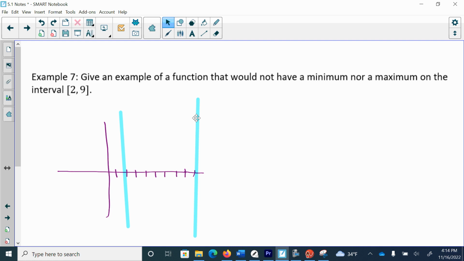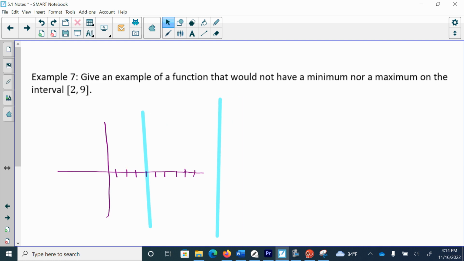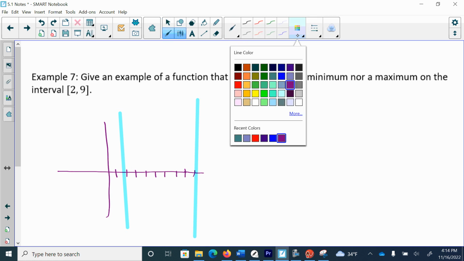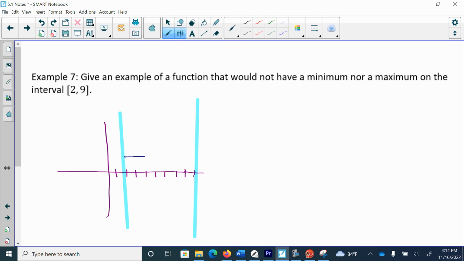So I think any horizontal line would probably be the best way to do that. So I could draw a horizontal line, and that wouldn't have a min or a max. That would just be whatever that value was. And my derivative of a horizontal line the entire time would be 0. I think that would be what.